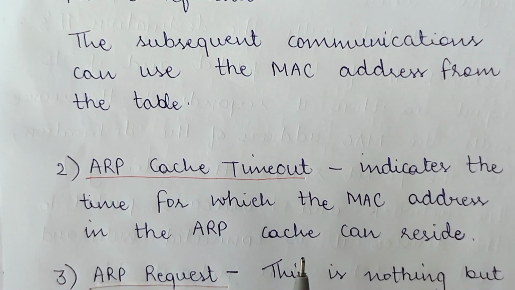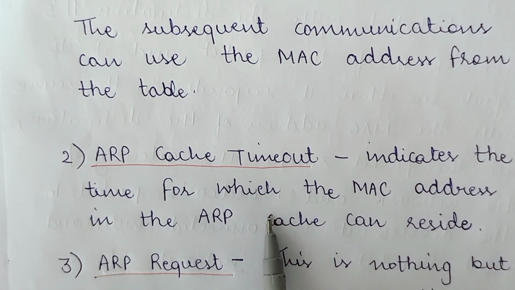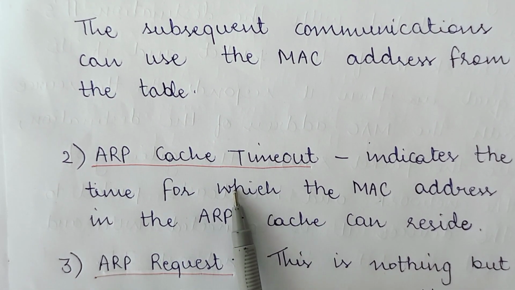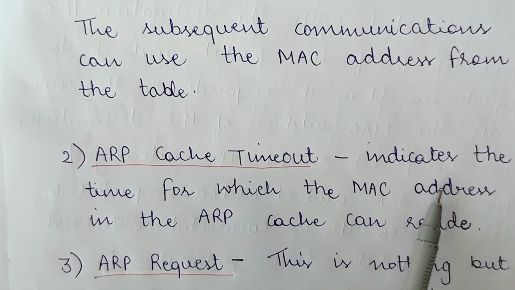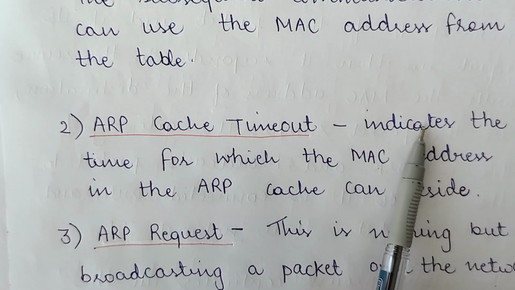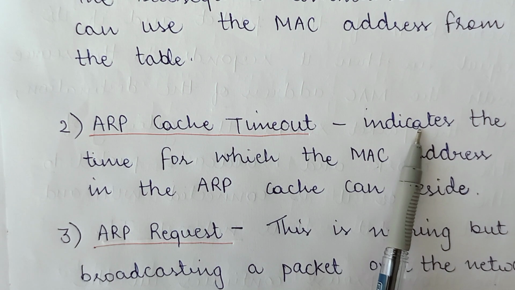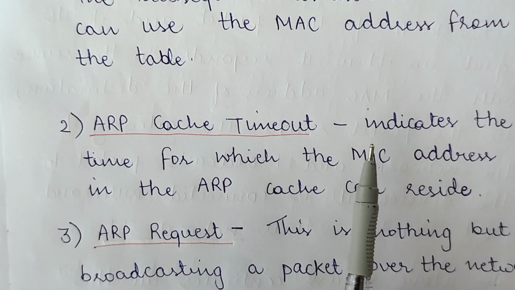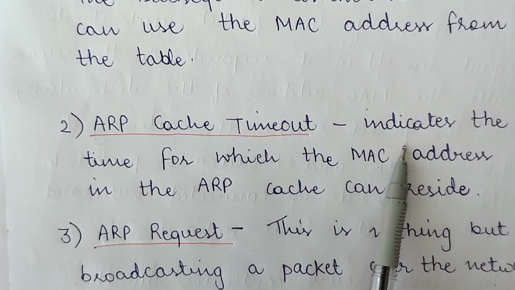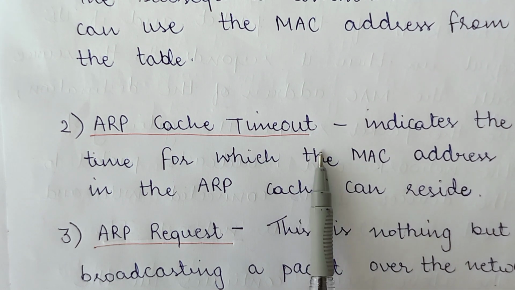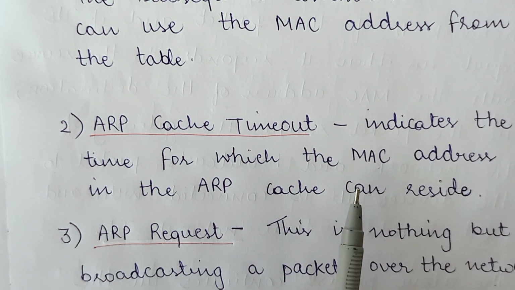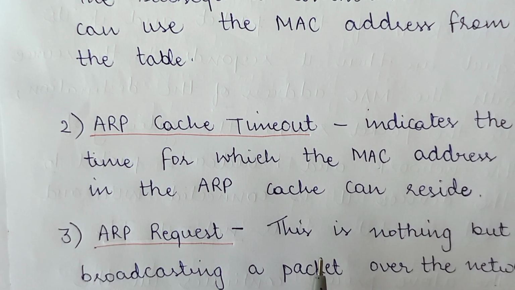Second is your ARP cache timeout. What is ARP cache timeout? That is the timeout period for the ARP cache, because you know that the MAC address is stored in the ARP cache for future communications, but that would be for a limited time period, because we know the cache size is limited and there would be many such destination addresses which would be required to be stored in the source's ARP cache. So it is not possible to accommodate all the MAC addresses.